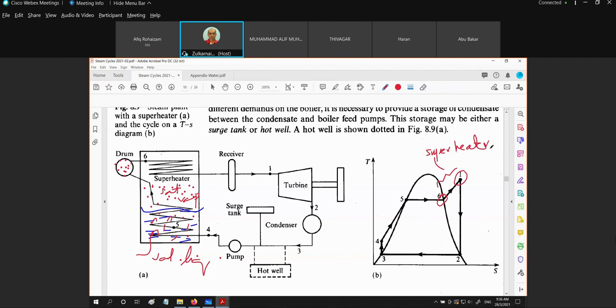The superheater could be powered by gas or by electric heater, just to increase the temperature in order to get more work. Okay, so this is the case. Right? We have a hot well here. The hot well is actually for when we want to remove some of the steam, some of the hot water, into the hot well. This is called a blow-by.